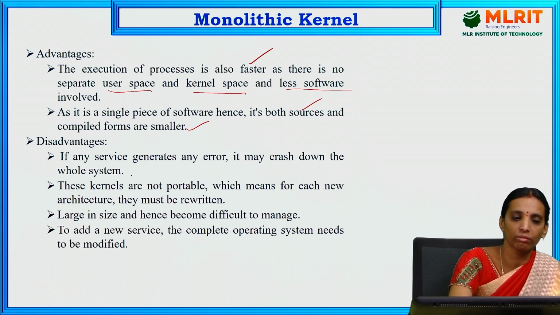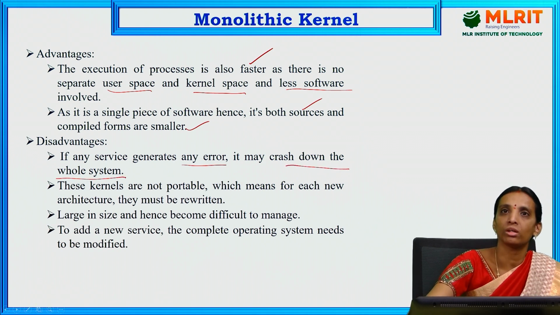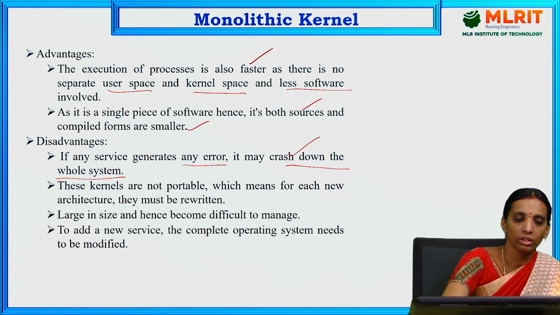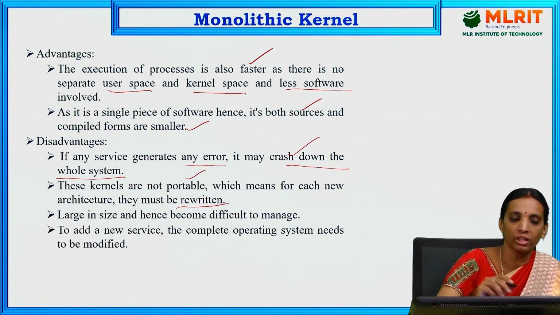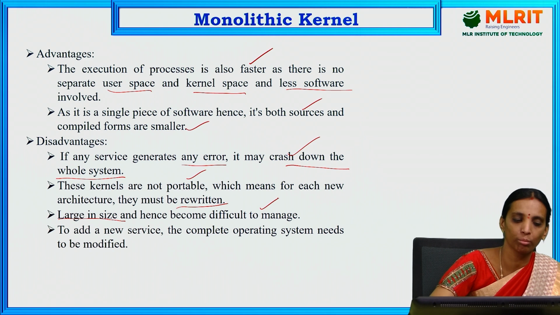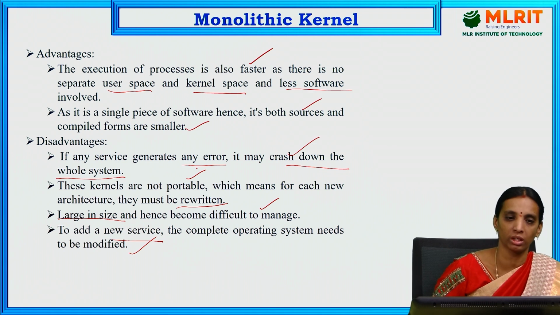If any service generates an error, it may crash the whole system because the two applications use the same memory and same space. If any error occurs in one space, the whole memory will crash. These are not portable, so for a new architecture we must rewrite the software. They are large in size, so difficult to manage. To add a new service, the complete operating system needs to be modified. These are the disadvantages of monolithic kernel.